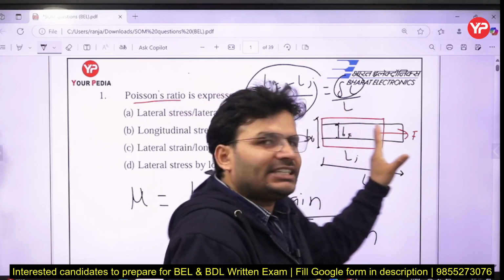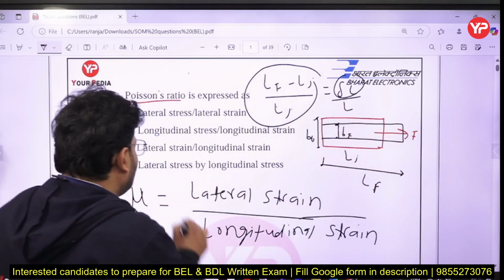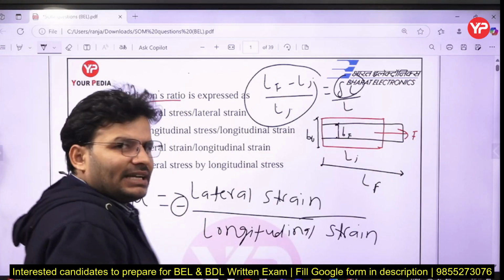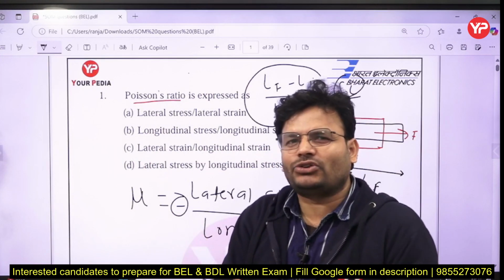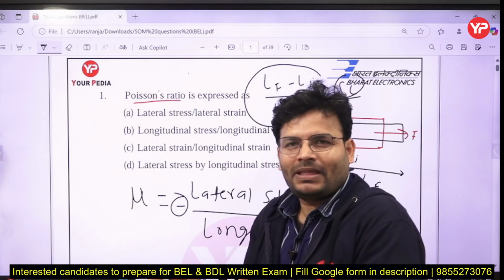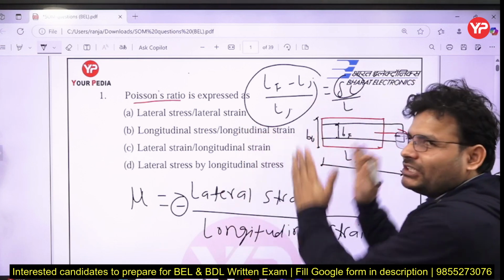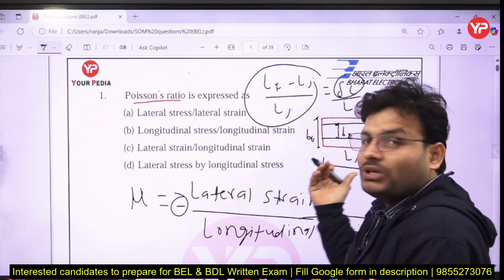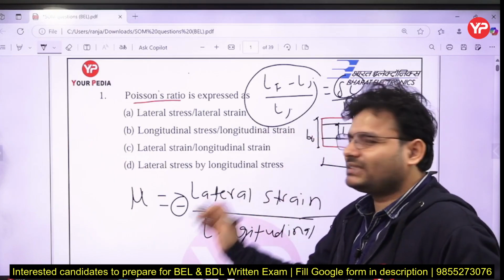So if length is increasing, the other dimension is going to decrease. That's why I am going to use a minus sign here. That minus sign basically indicates that there is an inverse relation between the lateral and longitudinal. If you are going to compress rather than extend, then the length will decrease but the other dimension will increase. So that's what the minus sign indicates.